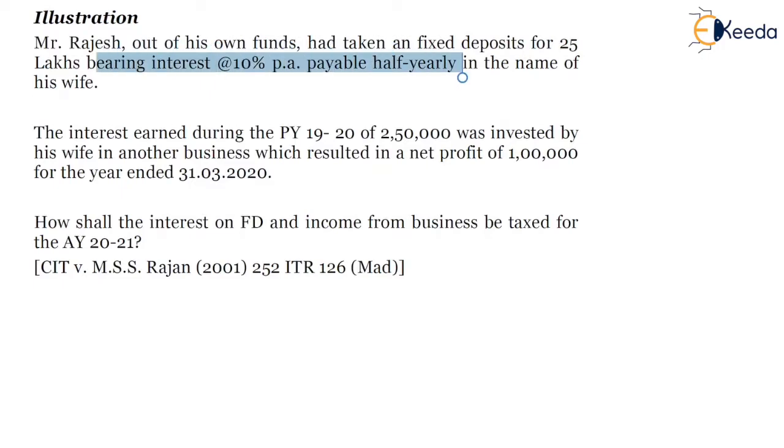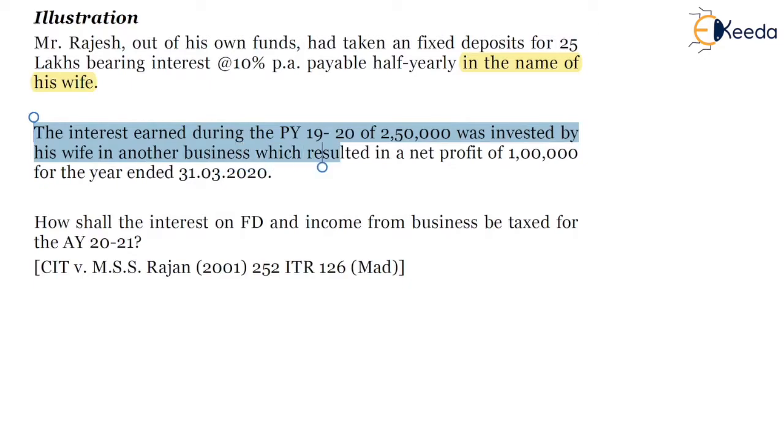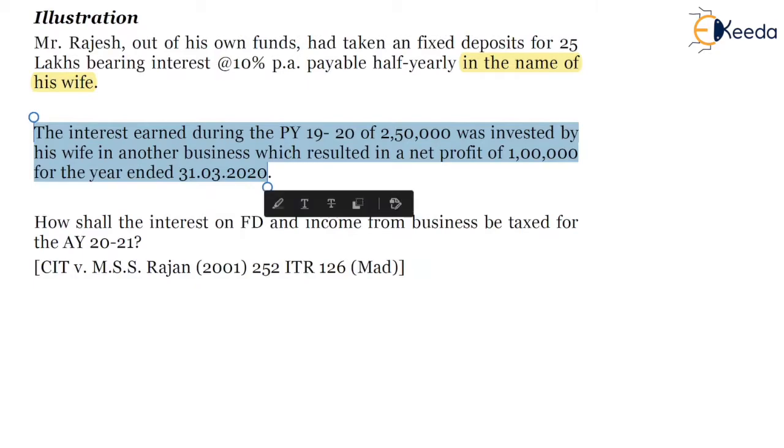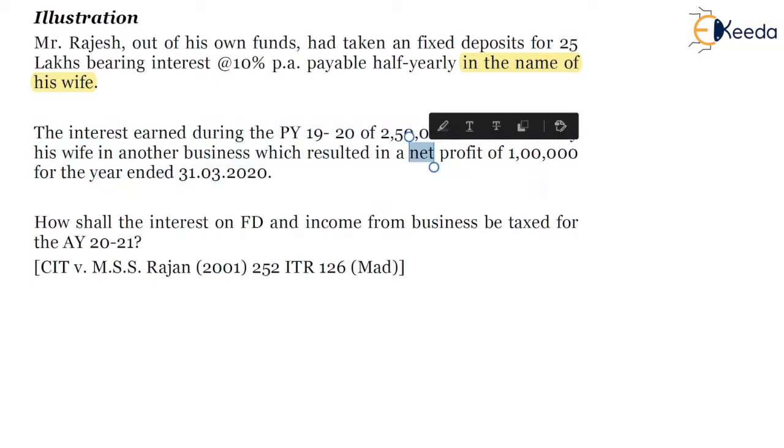In the name of his wife, correct? The interest earned during previous year 2019-20 of 2,50,000 was invested by his wife in another business, which resulted in a net profit of 1,00,000 for the year ended 31st March 2020. So friends, accretion income from the asset transferred will not be clubbed, will be taxable in the hands of the transferee, correct? So net profit of 1,00,000 will be taxable in the hands of the wife of Mr. Rajesh, and interest earned of 2,50,000 will be taxable in the hands of Mr. Rajesh, will be clubbed in the hands of Mr. Rajesh as per section 64(1).